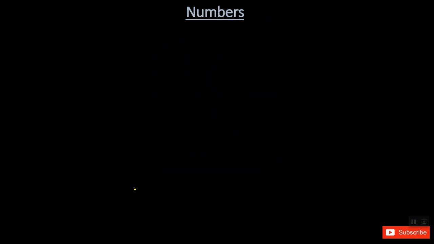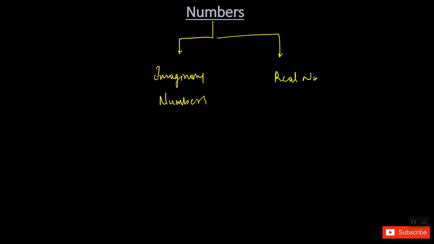In general, numbers are of two types. One is called imaginary numbers, and the other type is called real numbers. Right, let's see what these are.